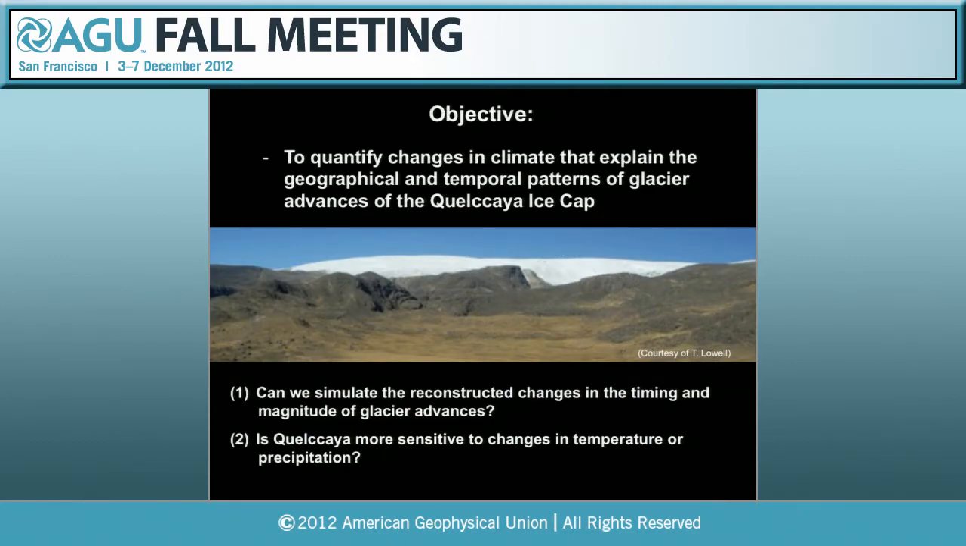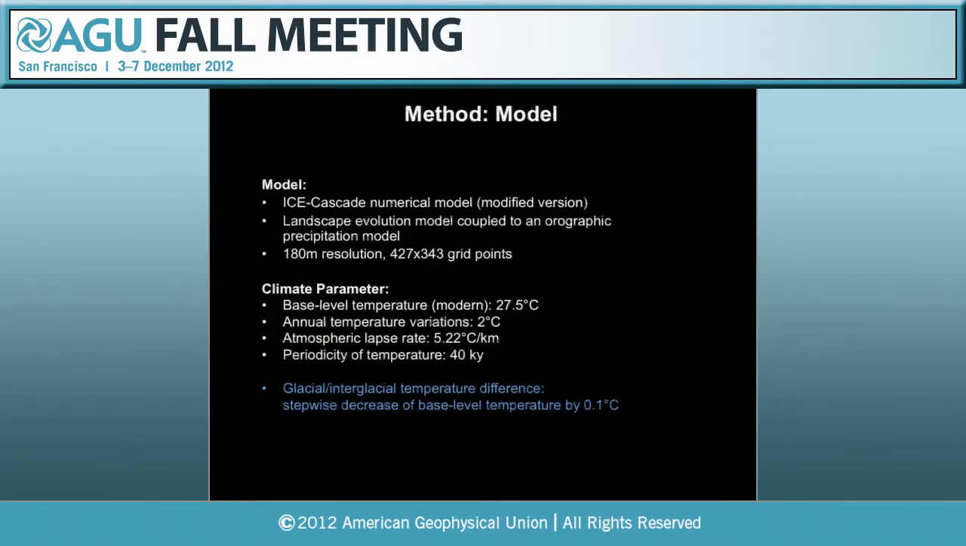The objective of my work, or the work in general of the climate group in Chicago, is to quantify the changes in climate that explain the geographical and temporal patterns of the glacier advances of the Quelccaya ice cap. The questions are: can we simulate the reconstructed changes in the timing and magnitude of the glacier advances, and is Quelccaya actually more sensitive to changes in temperature or in precipitation?